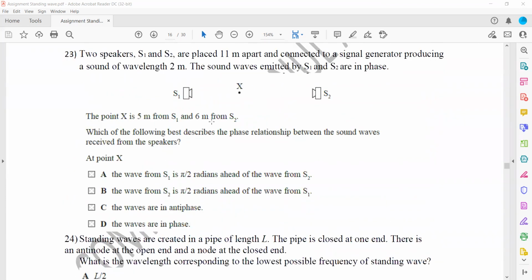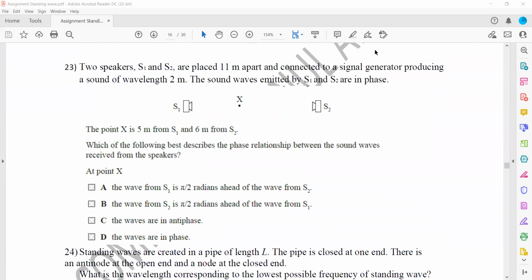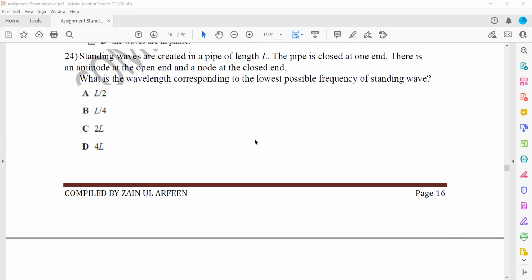This question is the previous question. This one is about two speakers connected producing sound wave. Yeah, this is about interference.